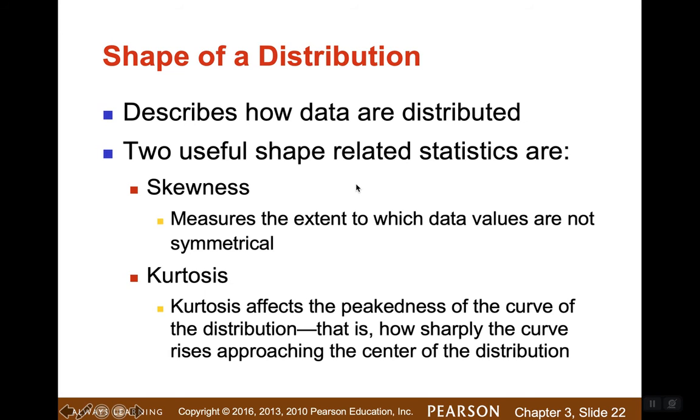The two shape-related statistics are the two things we're going to look at. One is something we'll call skewness. Skewness measures the extent to which the data values are not symmetrical. We'll look at a picture of that in a second. And the other one is something we'll call kurtosis. The definition of kurtosis is the peakedness of the curve of the distribution, how sharply the curve rises approaching the center of the distribution. So let's look at some examples.